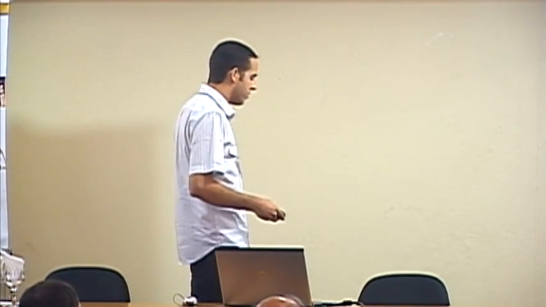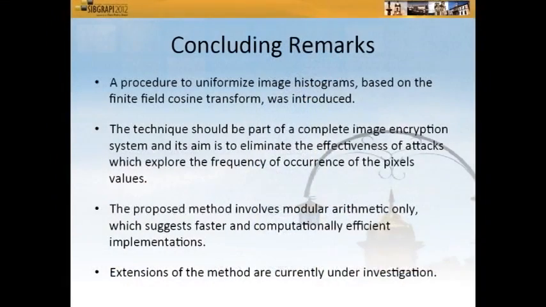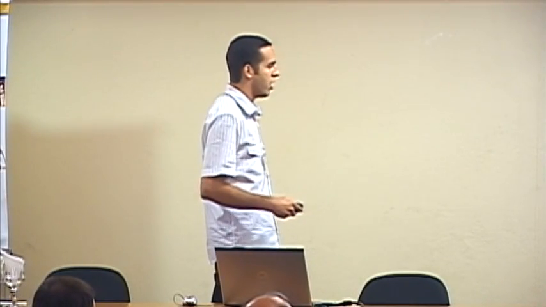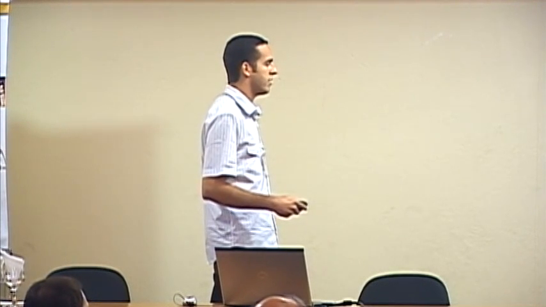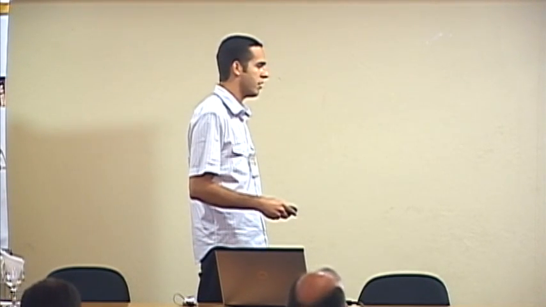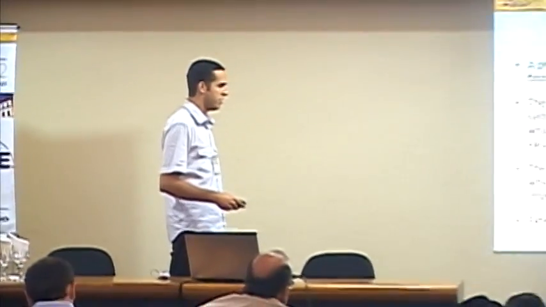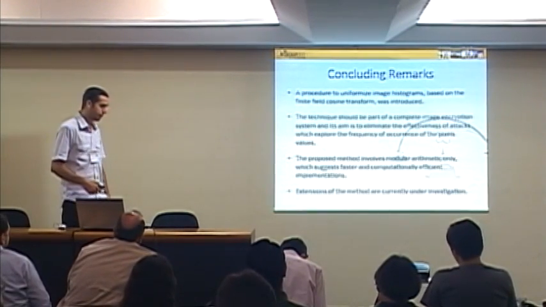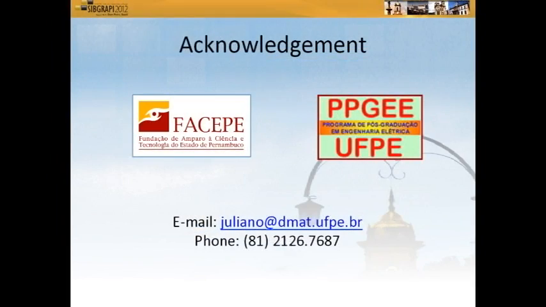And finally, some concluding remarks of this paper. A procedure to uniformize image histograms was introduced. And as the main advantage of this method, we see that the proposed method involves modular arithmetic only, which suggests faster and computationally efficient implementations compared to other approaches. And as I said, extensions of the method are currently under investigation, such as the application of the method to other media, such as audio and video. Okay, that concludes my presentation.